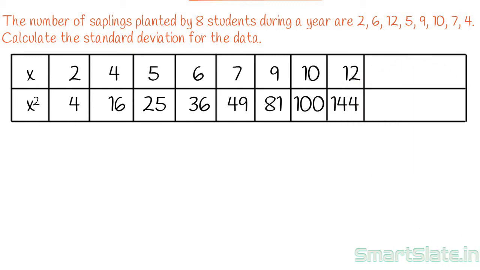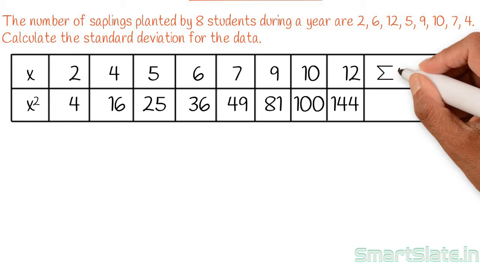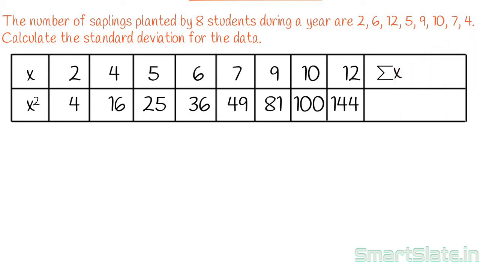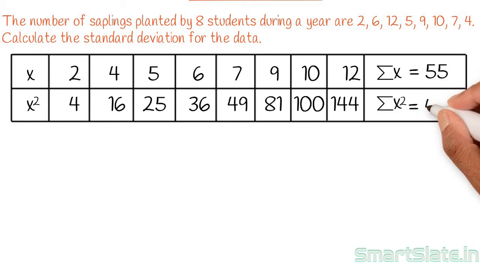Let's find the sum of scores, that is sum of x. Addition of 2, 4, 5, 6, 7, 9, 10 and 12 is 55. Let's find the sum of squares of scores. Addition of 4, 16, 25, 36, 49, 81, 100 and 144 is 455. And notice the number of scores in the given data is 8. Hence, n is equal to 8.